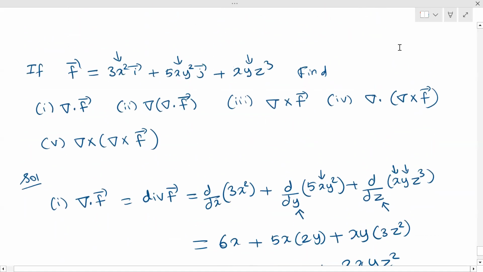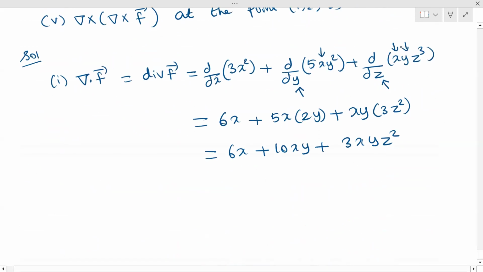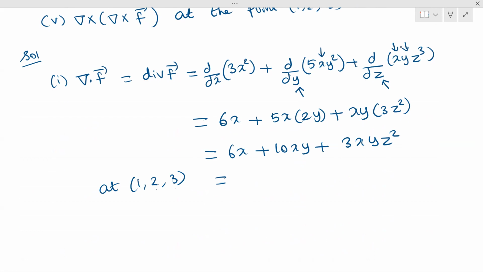Next, in the question, we have to find the value at the point 1, 2, 3. Substitute x equal to 1, y equal to 2, z equal to 3. So what will you get? 6 plus 20 plus 54, which is equal to 80. So this is the first one.